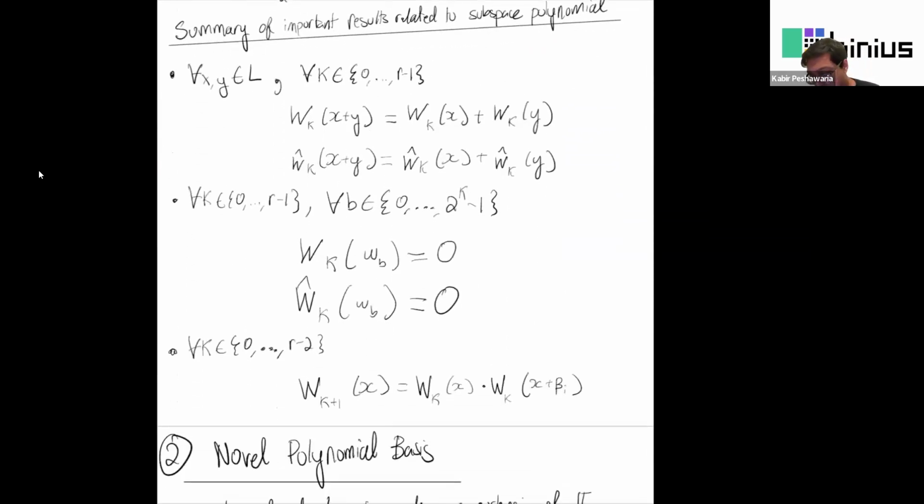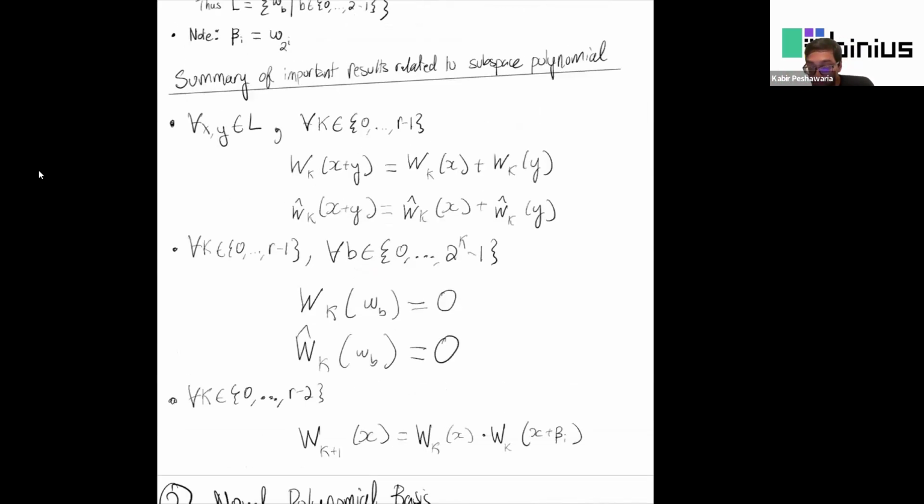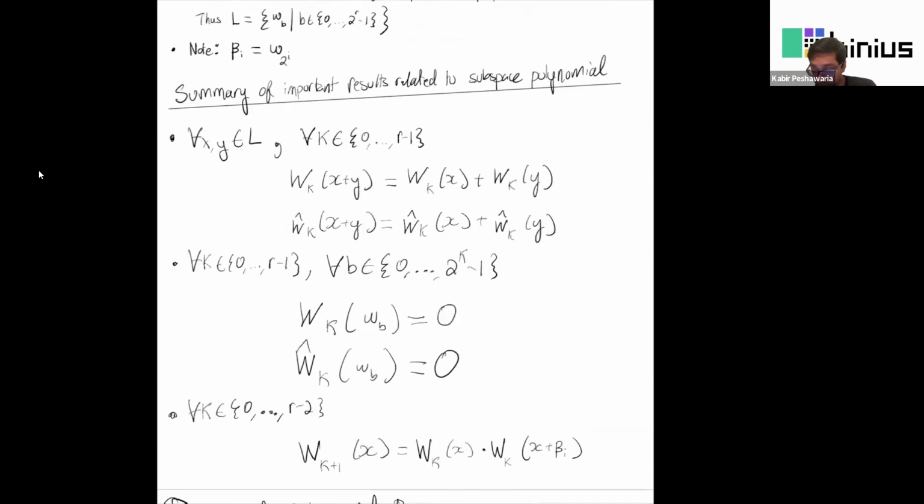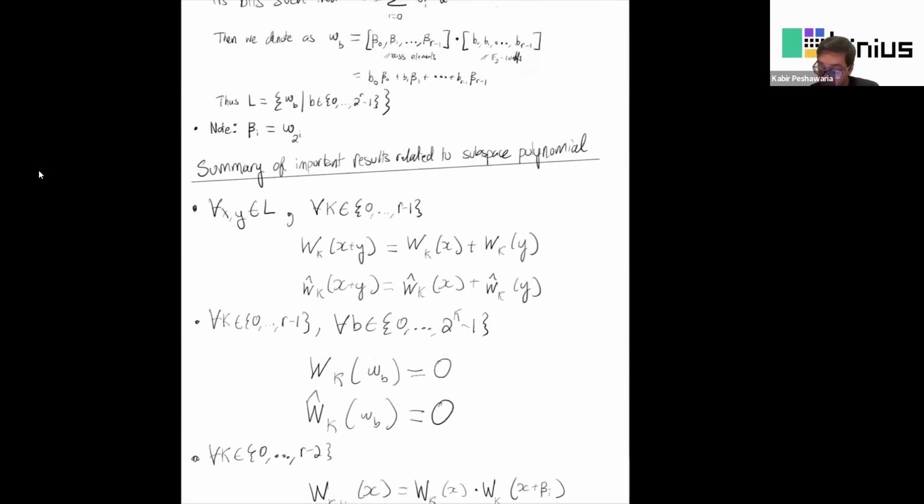The subspace polynomial evaluated at omega b is going to be equal to 0. Why is that true? Omega b, you can think about what is its binary representation, basically what its coefficients for the basis vectors are. Its coefficients for the basis vectors are 0 from beta k onwards. And the sum of beta 0 up to beta k minus 1 will be 1s.